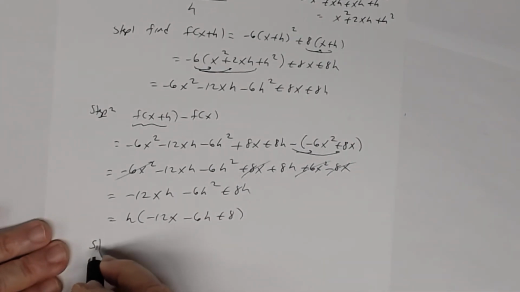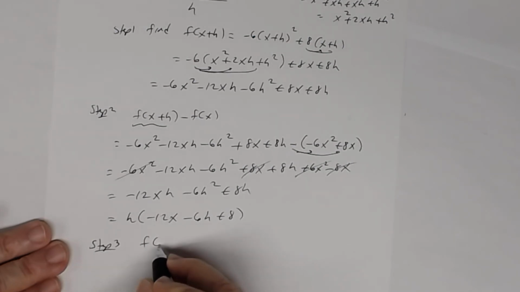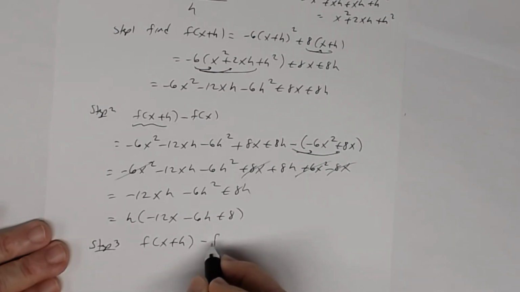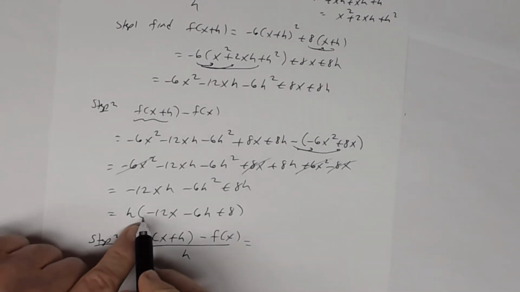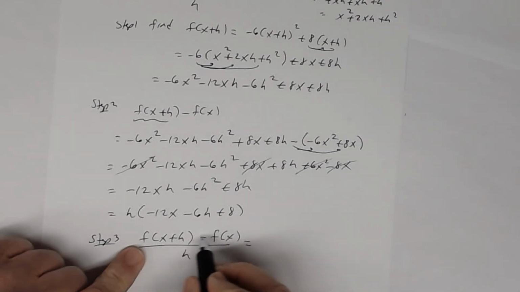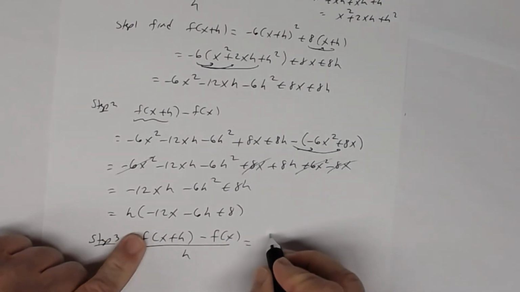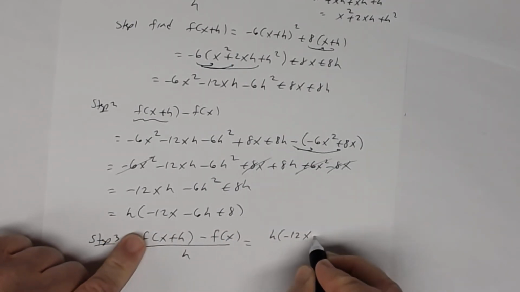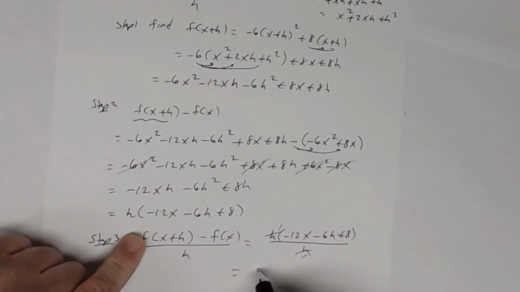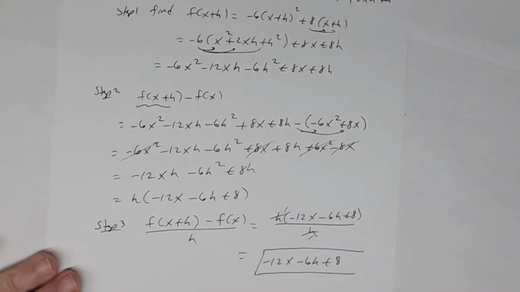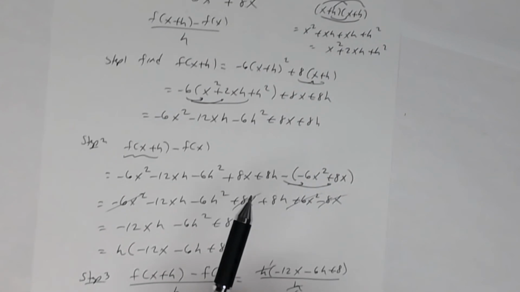And then finally, step 3, which will be your answer. The difference quotient, f of x plus h minus f of x, all divided by h, is going to equal this. Step 2 was your numerator: h times negative 12x minus 6h plus 8, all of that divided by h. The h's divide out, and you're left with the answer: negative 12x minus 6h plus 8. So that's the difference quotient for our function.